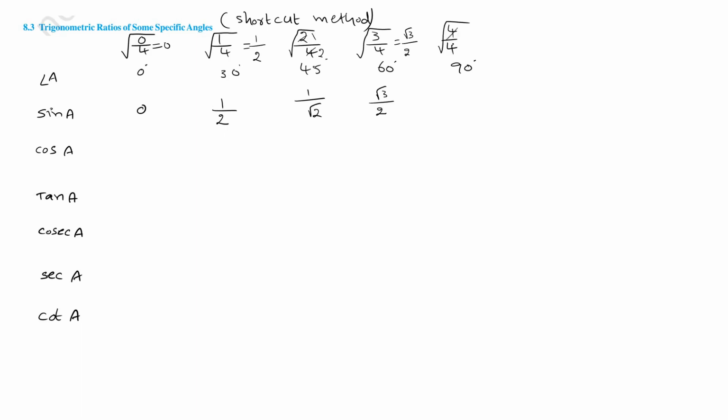Next, for sine 90, the 4s will get cancelled. Finally, we'll get 1, and the square root of 1 is 1. So sine 90 value will be 1. If you remember only these values, you will easily get the remaining values also.